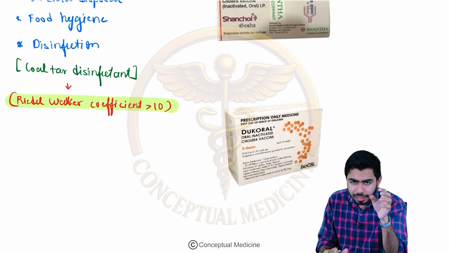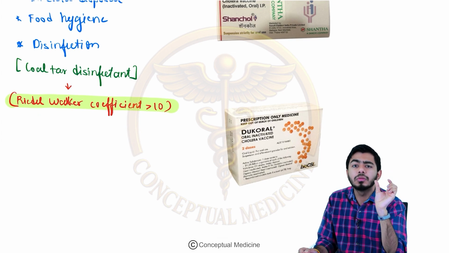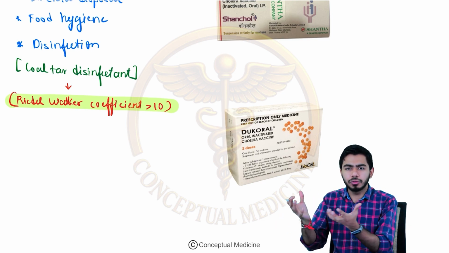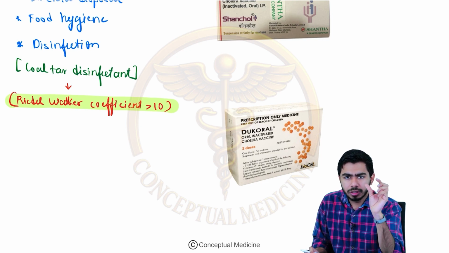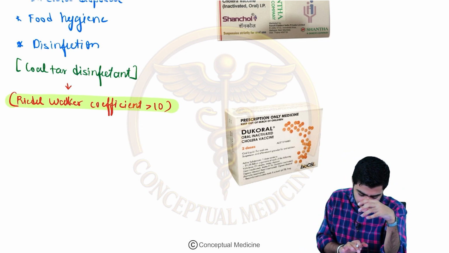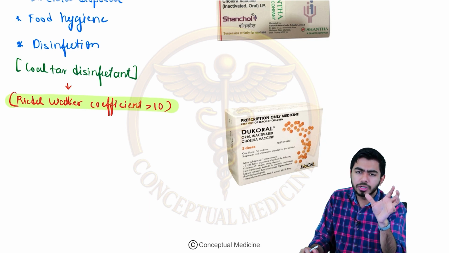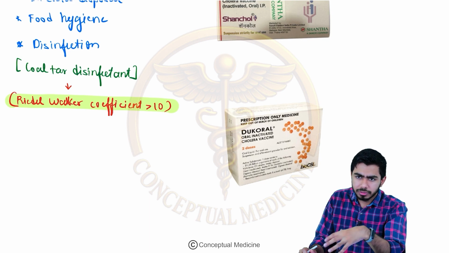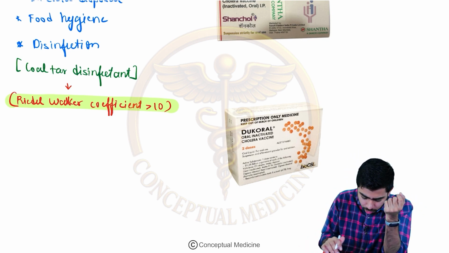So what does this Riedel-Walker coefficient, or RW coefficient, tell us? It tells us about the efficiency of the disinfectant which you are using. So the efficiency of a disinfectant is calculated on the basis of the Riedel-Walker coefficient. It should be more than 10 if you are talking about the coal tar disinfectant you are using for the cholera patient.